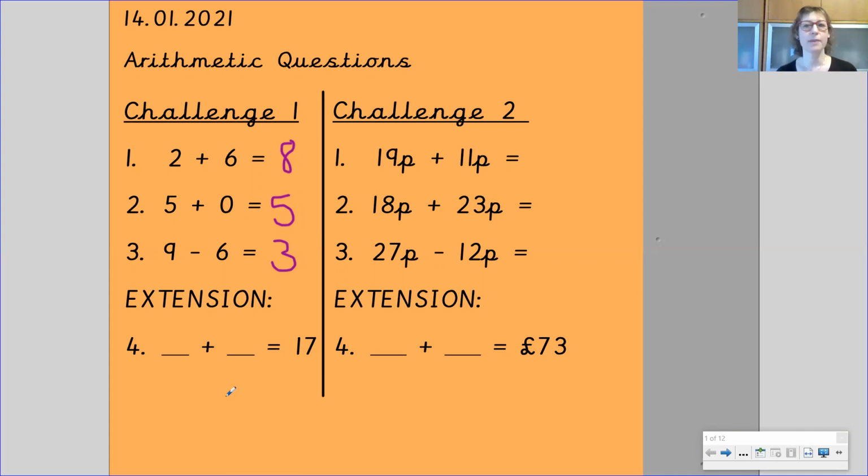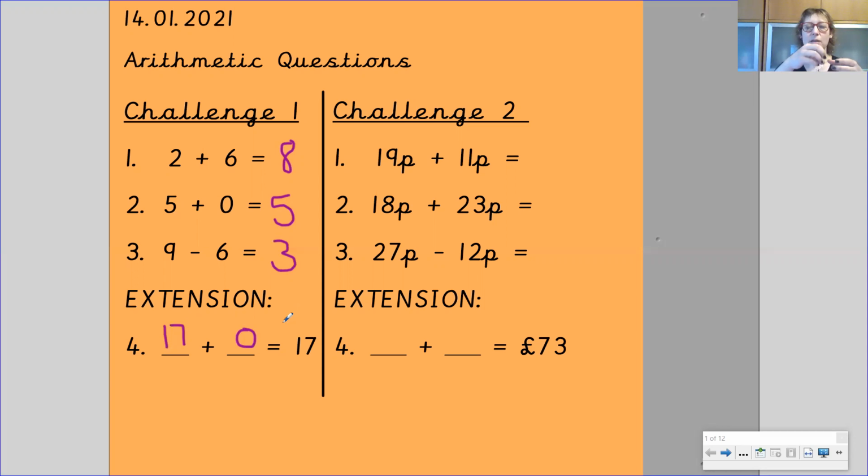The extension, I'm going to do what I always do. I'm going to start with 17. So if I start with 17, and I add nothing, I've still got 17. So you could get yourself some objects to help you with this one. So you could have had some pencils or some pieces of pasta, something. If you count out 17 and just have them all in one big pile.